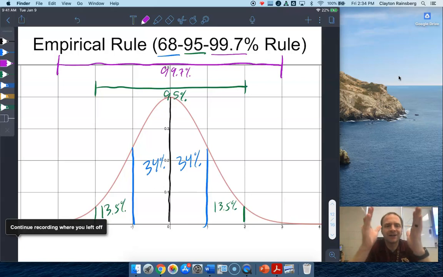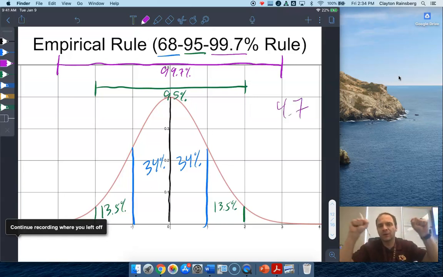So again, I know 95 is in that green area. I can subtract those two and get 4.7. Now 4.7 is both of those combined, and it's symmetrical, so we're going to divide by 2. So I have 2.35% here, and I have 2.35% here. And we're not quite done.